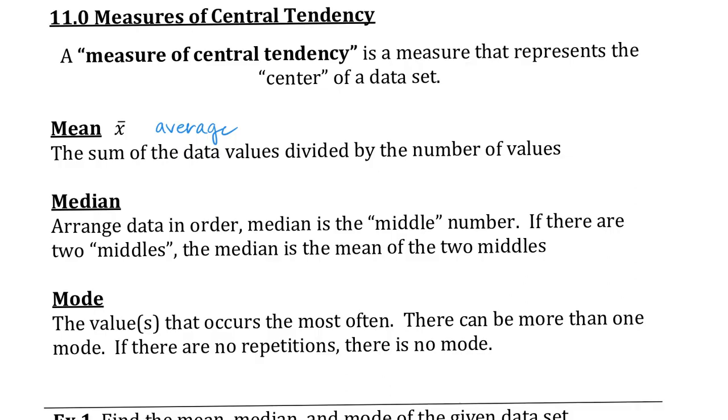The median. The median is when you arrange the data in order. The median is the middle number. So when I think median, I think middle. If there are two middles, the median is the middle of the two middles, or the mean of the two middles.